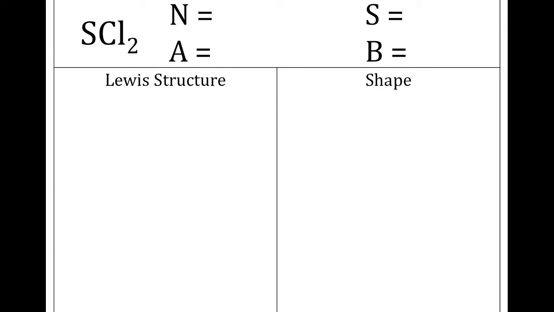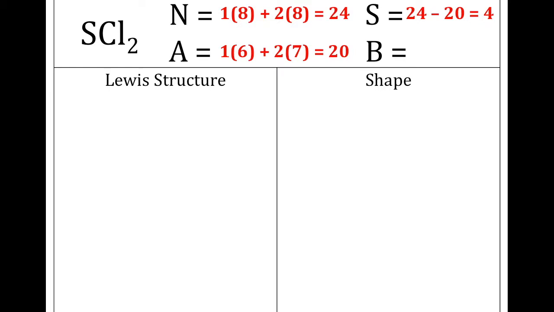So last one, sulfur dichloride. Needed here is 24, available is 20, shared is 4, which means it's going to form two bonds. So we draw our sulfur in the middle, chlorine on either side, single bonds. Now we've already used up our two bonds, so all we need to do is make sure everyone's octet is filled.